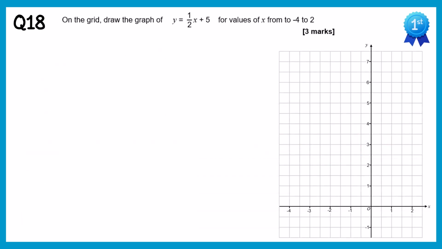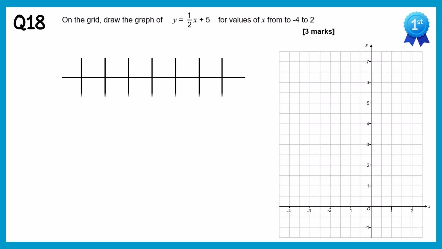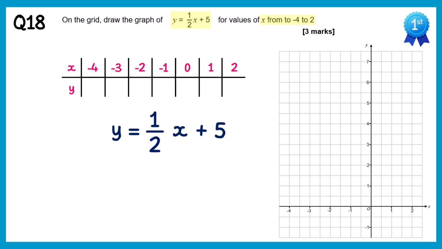In this question, we need to draw a table of values to help us plot this graph. We're going to have values for x and values for y. The values for x are actually given in the question. They tell us to go from -4 to 2. So let's put into our table -4, -3, -2, -1, 0, 1 and 2. Now we need to work out the y values using this equation here. So y equals 1/2x plus 5.